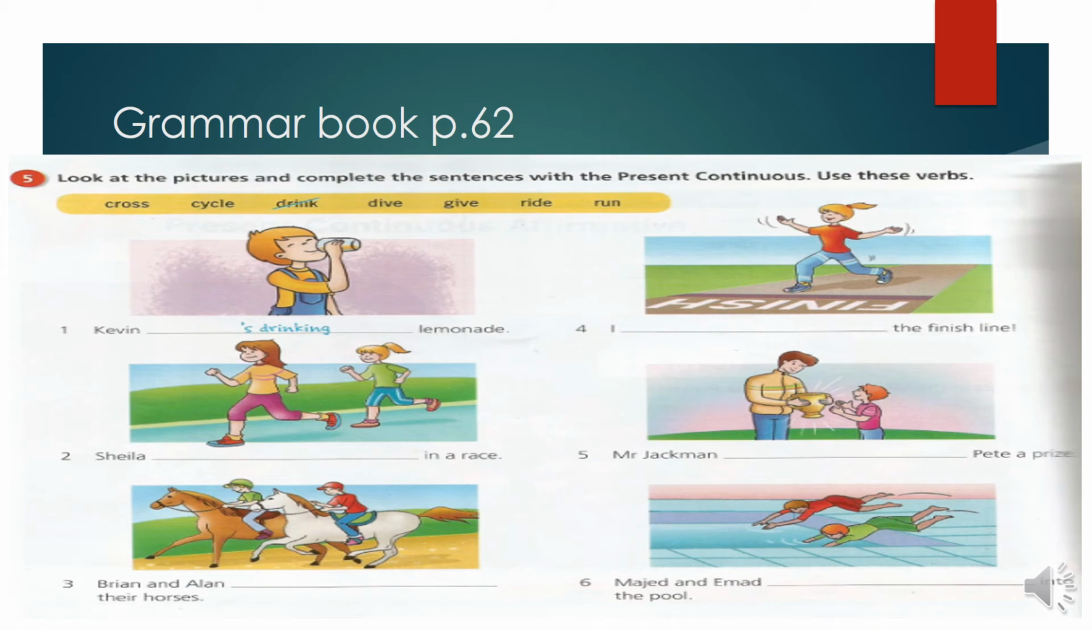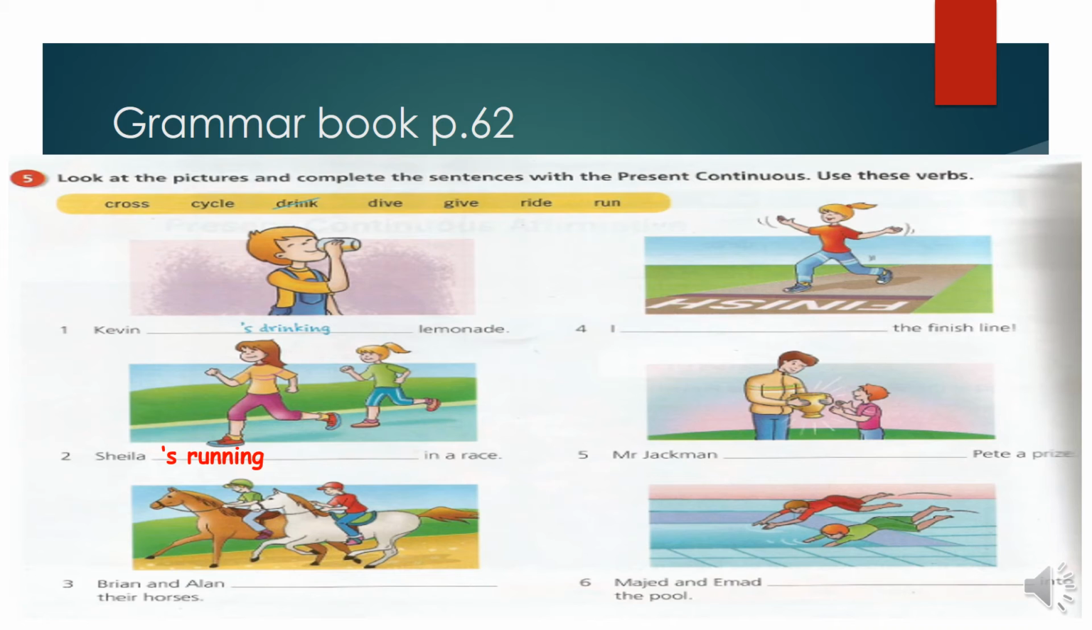Open your grammar book, page 62. Look at the pictures and complete the sentence with the present continuous. Use these verbs: cross, cycle, drink, drive, give, ride, run. Number 1. Kevin is drinking lemonade. Number 2. Sheila is running in a race.